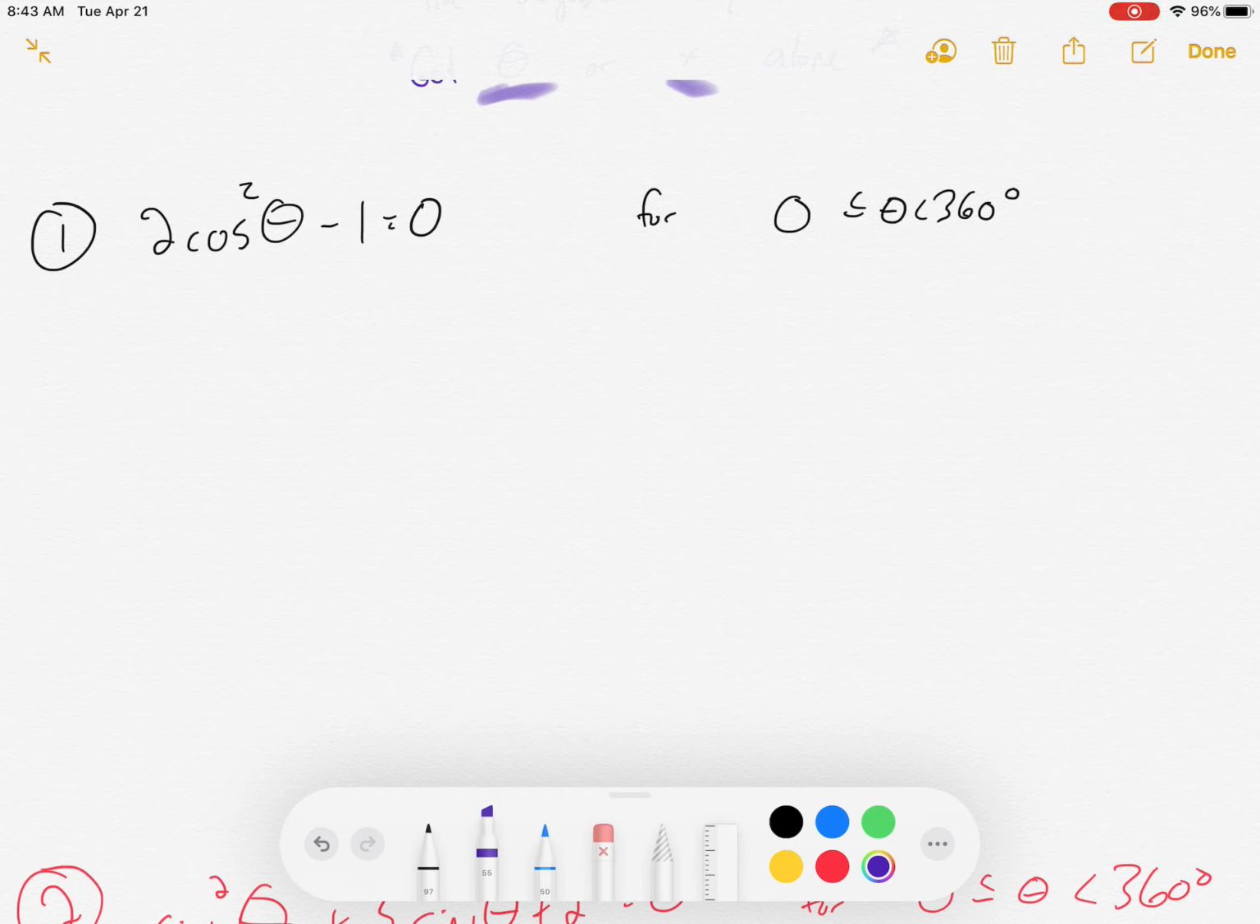Okay, so let's start off with number 1. So we want 2 cosine squared theta minus 1 equals 0 for the interval theta is between 0 and 360 degrees. And the key there is degrees, telling us that we should be in degree mode, not radian mode, on our calculator. And again, you should have up that calculator that I posted yesterday.